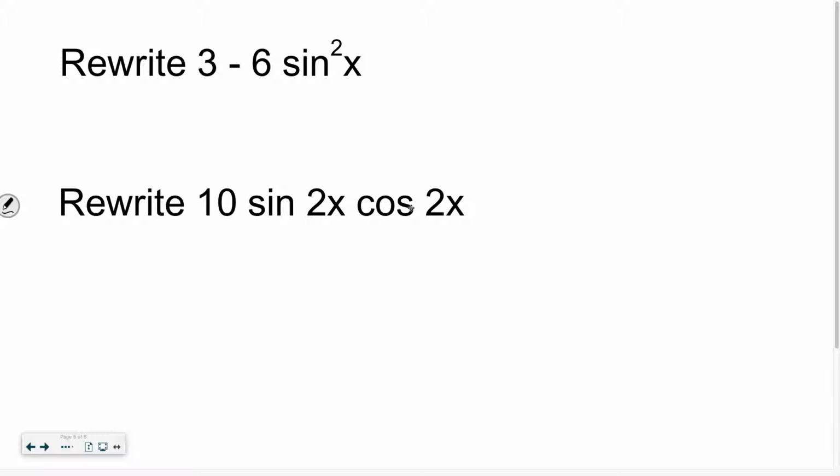It won't look exactly like it. You're going to manipulate it a little bit, but it's going to look close to one of the double angle formulas. So if we look at that top one, 3 minus 6 sine squared x, that looks most like which one? The cosine 2u is equal to 1 minus 2 sine squared u.